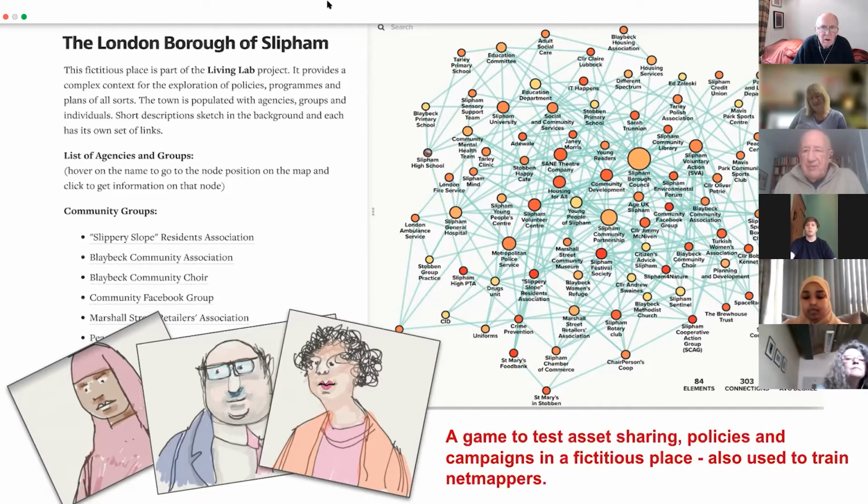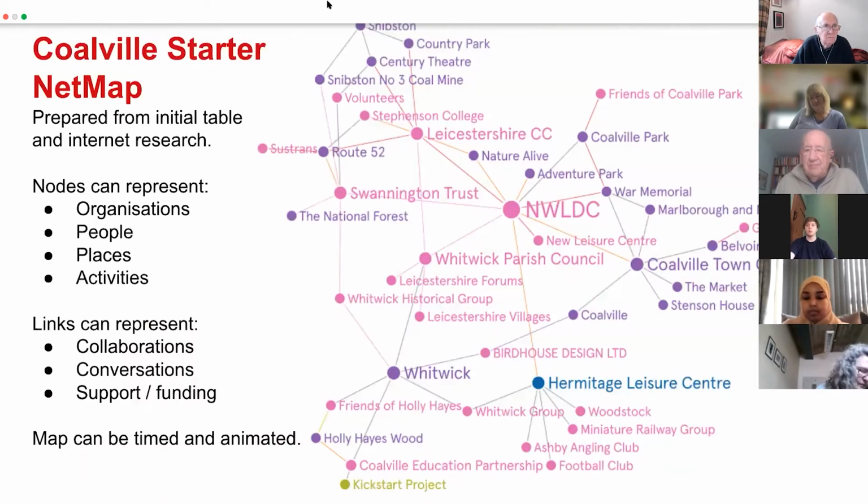Okay, next one, David. This is a little starter map that we have prepared in Colville itself. This is based on a table that Dina gave us when we started looking at the project. And this has been prepared by using internet research mainly.